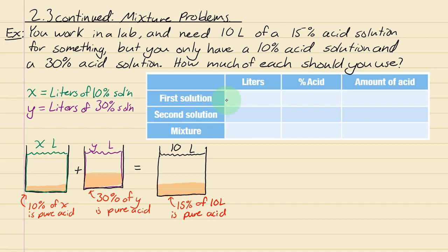So let's see, what can we fill in here? The liters here represents the total volume of the solution that you're talking about. So let's say the 10% one is going to go as the first solution here, and we said that the variable X represents the volume of that. And the second solution has Y liters in it. Now, when you combine these together into one big container, the total volume you're going to have is supposed to be 10.